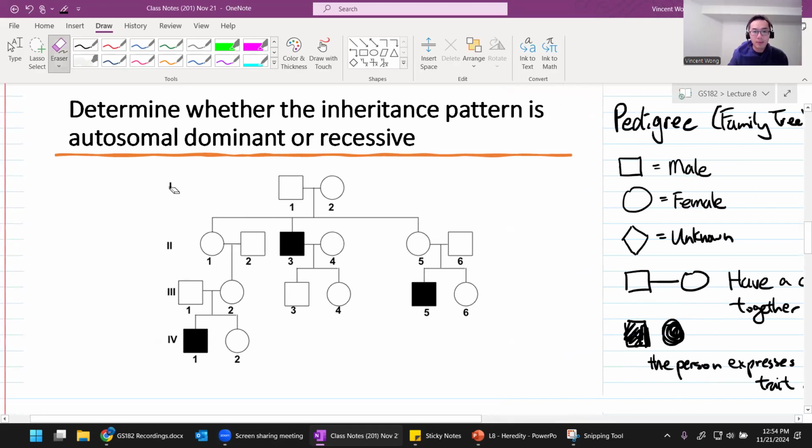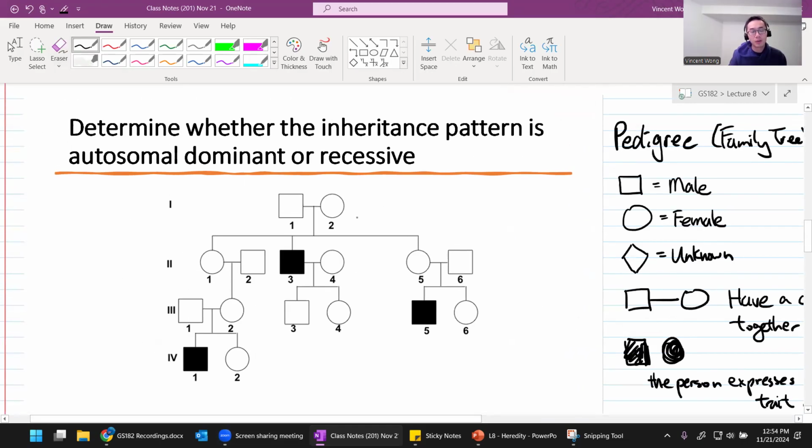So in a family tree, one of the things I will ask you to figure out is to determine the inheritance pattern of the trait in the tree. And to keep it simple for you, there will only be two options. Is it autosomal dominant or is it autosomal recessive? You already understand the difference between dominant and recessive. If a trait is dominant, then it always shows up. If a trait is recessive, it will only show if you have two copies of it. Okay.